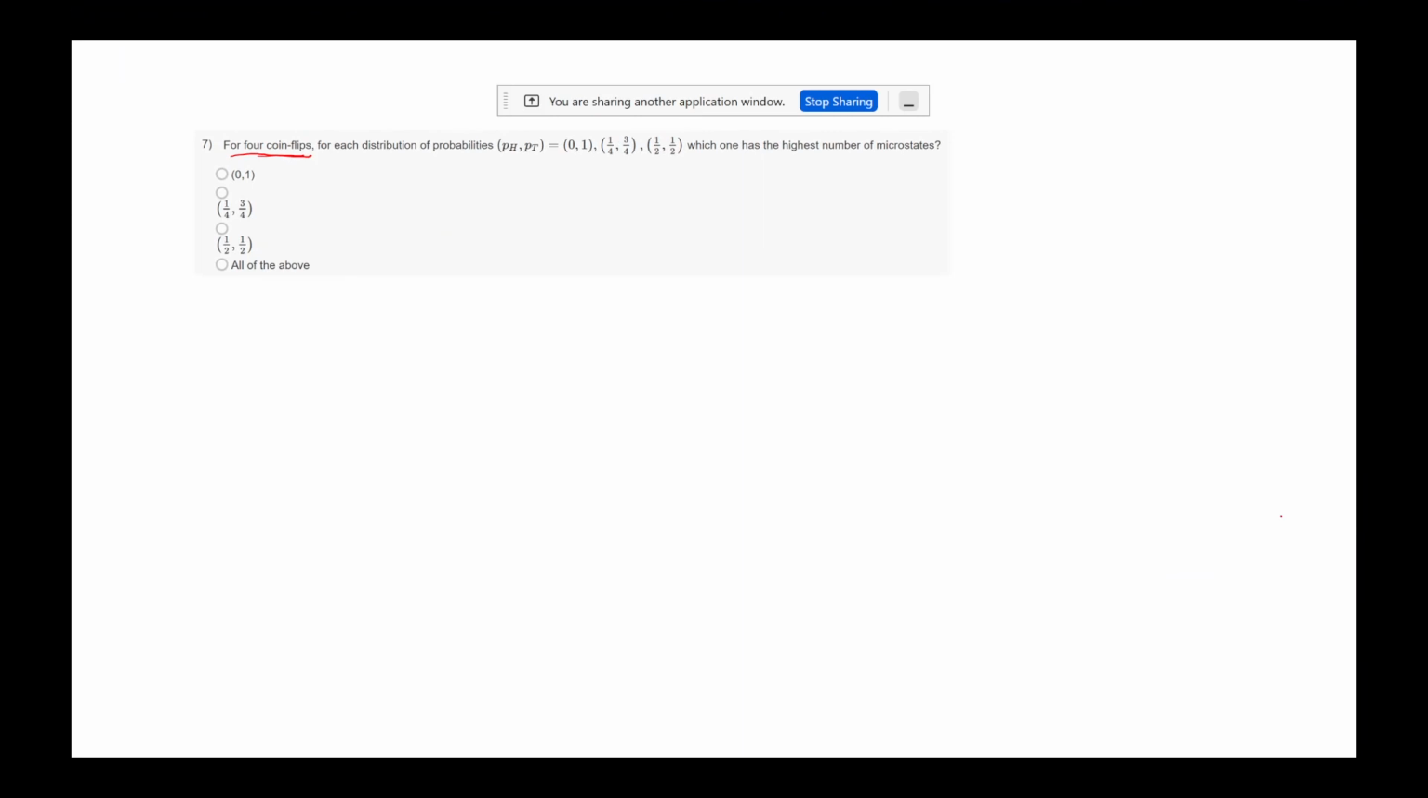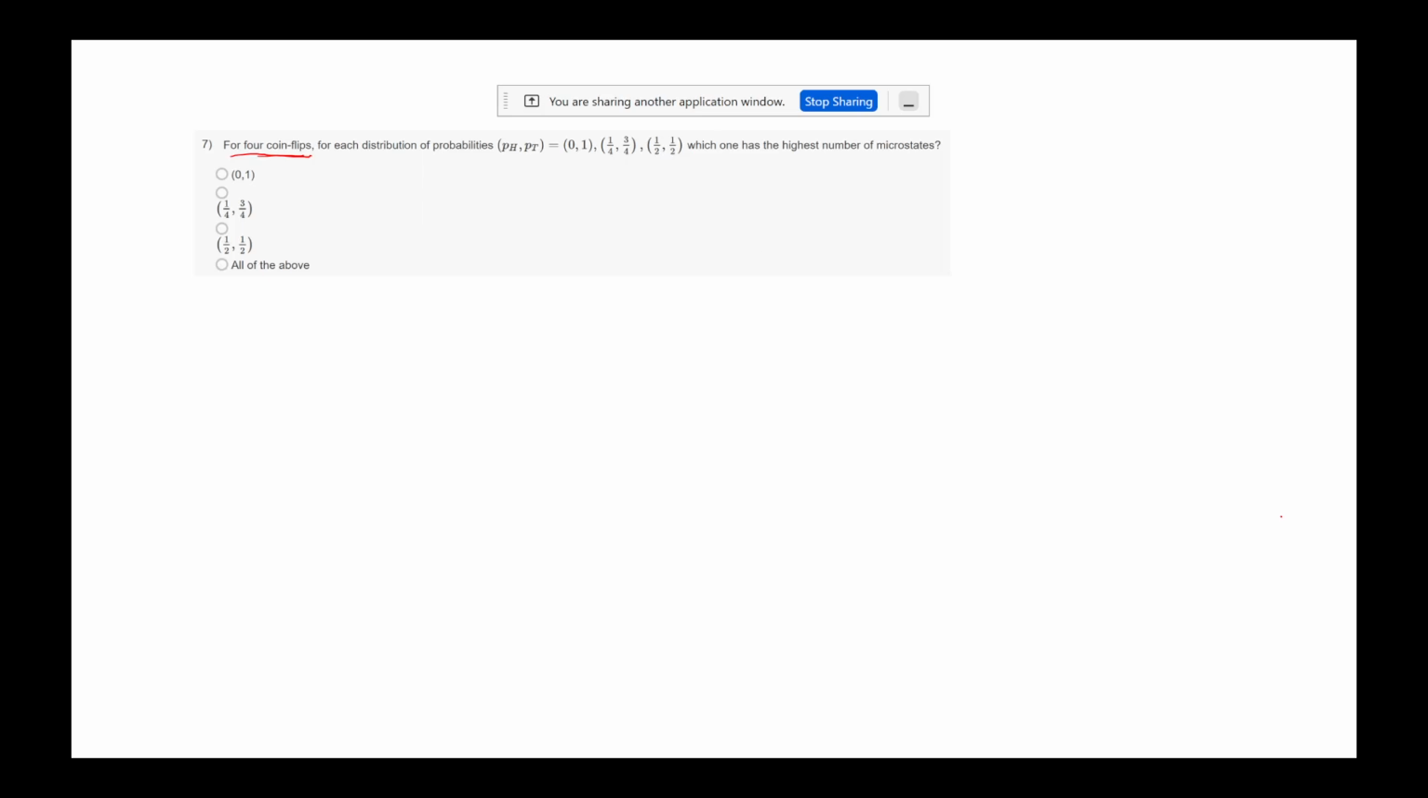Distribution microstate means the number of ways that can happen. So the first one will definitely not be the case because there is only one case. Second one, 1 by 4, 4 coin flips. What will be your answer? Tell me.